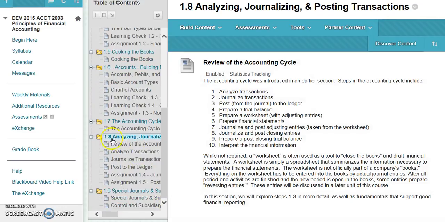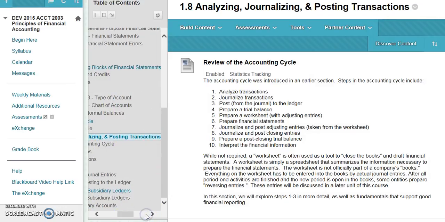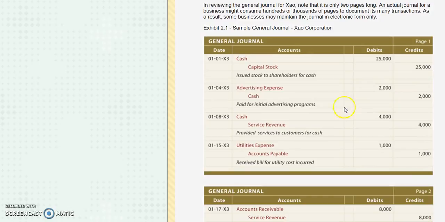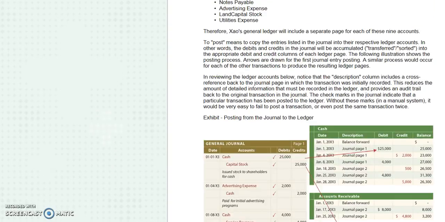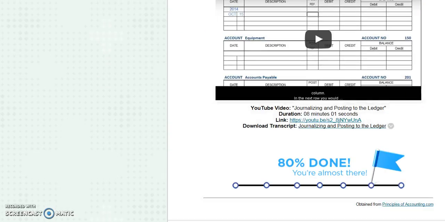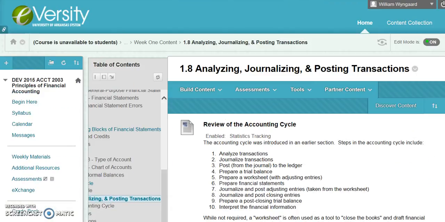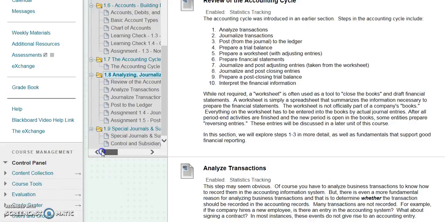So in this 1.8, analyzing and journalizing transactions, there's also a really nice video that explains how to do these journal entries. It has some graphics here that you can look at, but it also has a video that shows where those graphics come from. And it's way down here towards the end. So that's a good video that'll show you how to do a journal entry, which means analyzing transactions. So there's a lot in week 1, and it is the basis of accounting, so you need to get it down pretty quick so that the next 5 weeks goes really well.